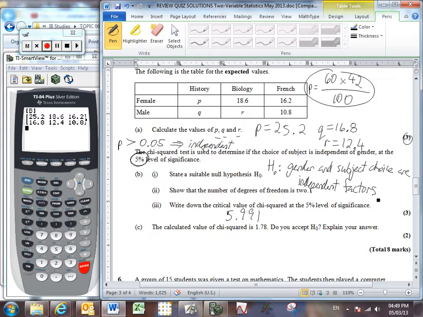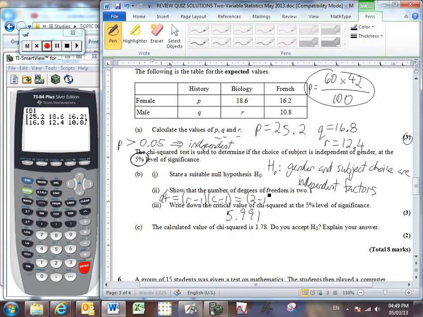Show that the number of degrees of freedom is 2. So df we know is (r minus 1) times (c minus 1). We've got, in our case, 2 rows, so 2 minus 1, times 3 columns, 3 minus 1. That's going to be 1 times 2, so 2 degrees of freedom. That's what they asked us to show, and we've shown all of our work.